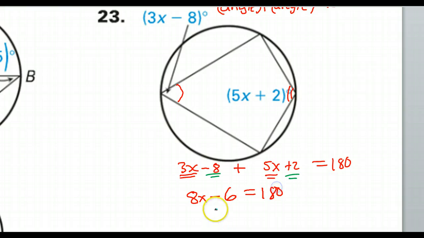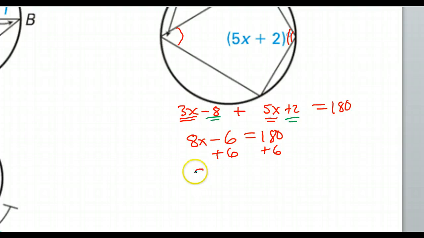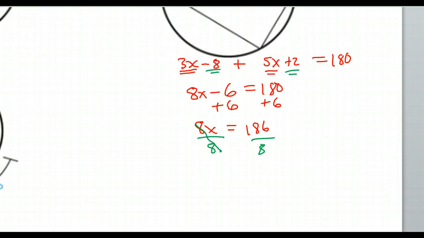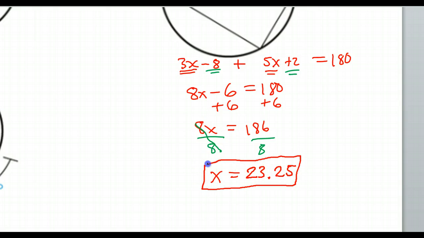Equals 180. So go ahead and add 6 to both sides. So that's going to give us 8x is equal to 186. Time to divide by 8. Divide by 8, divide by 8. So that is going to give us x equals 23.25. Alrighty then. That is how we do that.